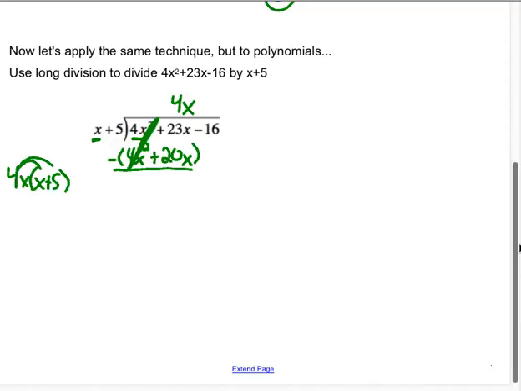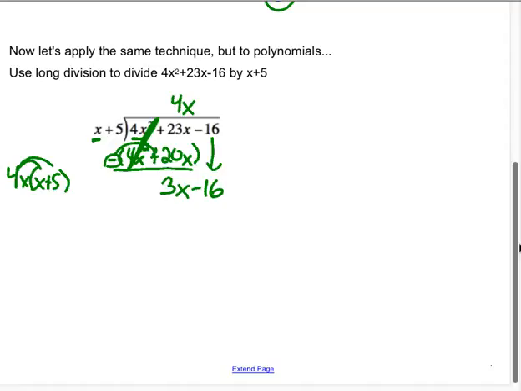23x minus, notice that minus affects that term as well. So 23x minus 20x is going to leave me with a 3x, and then you pull down that next piece. So you can see it is starting to work exactly the way that it did just when we had numbers. Now we're doing it with variables as well. And now I start the process over.